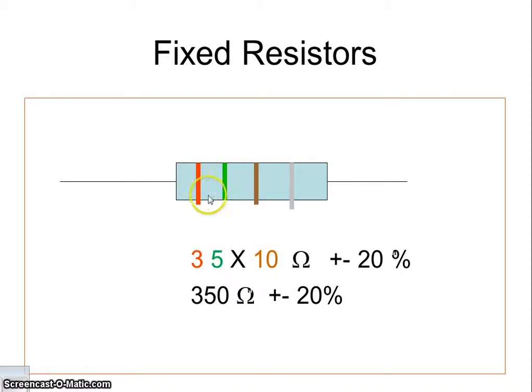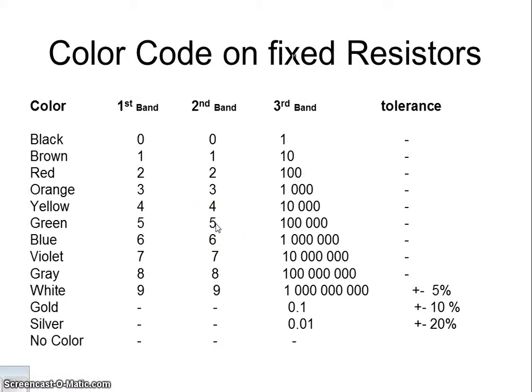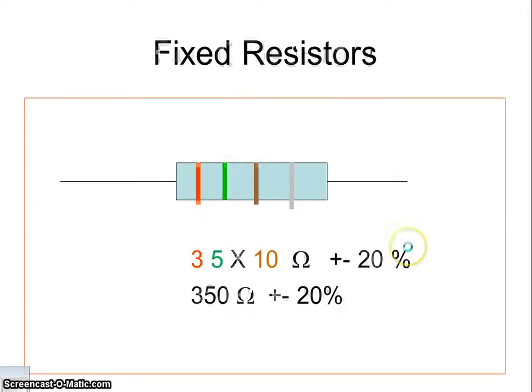All right, so here's our example. We have an orange band, a green band, a brown, and a silver. And if you look at the next page, you will see that we have colors, and then associated with each band, we have numbers. Okay, and we had an orange band, a green band, and I believe a brown band, and then we ended with the silver. I'm going to go back to that slide.